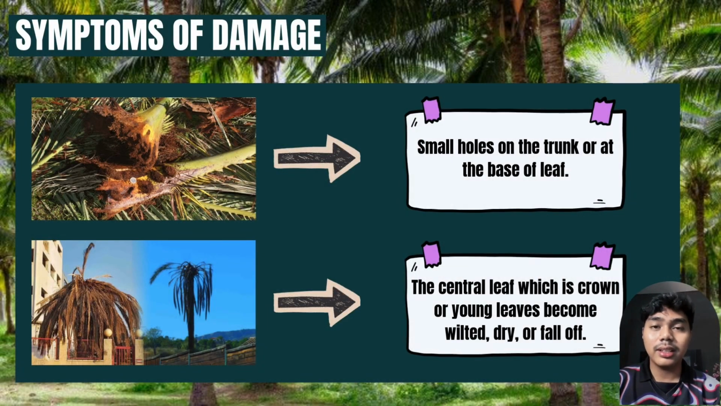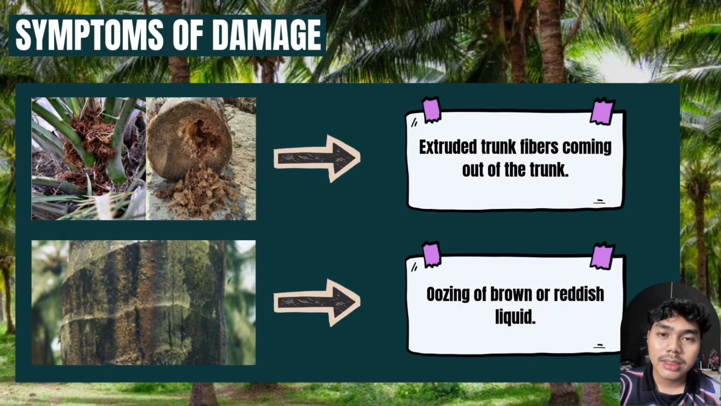So let's see together the symptoms of damage that the pest does to the oil palm. First, small holes on the trunk or at the base of the leaf. This is where the entry and exit points for the larvae are. Next, the central leaf, which is the crown or young leaf, becomes wilted, dry or falls off. This indicates damage to the growing point of the oil palm. The other symptom of damage is extruded trunk fiber coming out of the trunk. The wood fiber that comes out shows that the larvae have been actively feeding in the trunk.